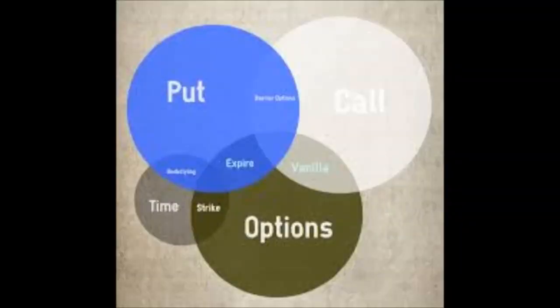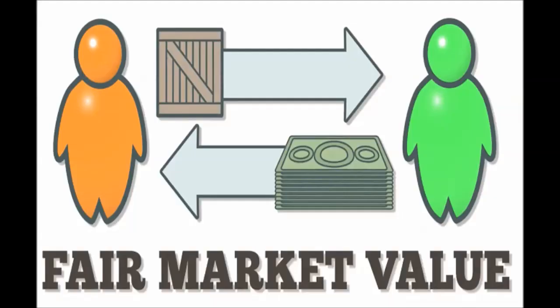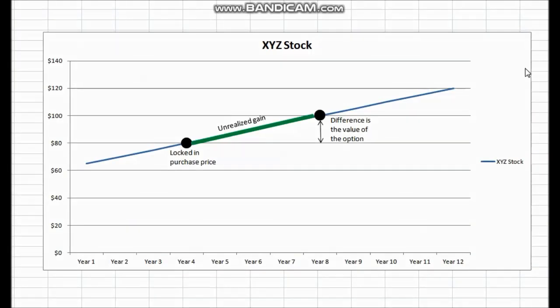The main thing to focus on in accounting for derivatives is the fair market value. The fair market value is the value of the option if it were exercised at a given time. For example, if a corporation holds a call option to purchase a stock at $80 a share, but the fair market value of that stock is $100 a share, then that difference of $20 a share is what you could potentially gain, and that is the fair market value of that call option.